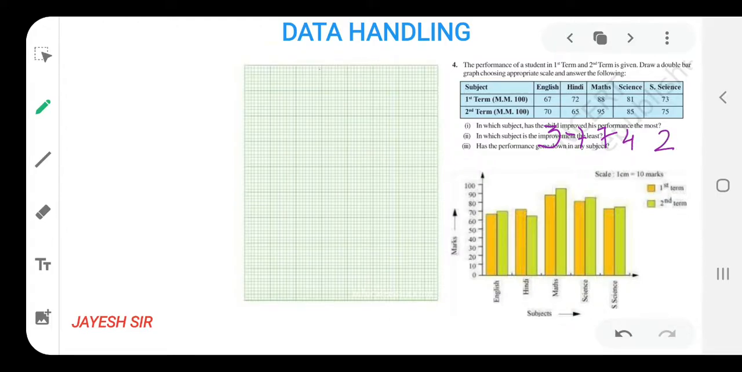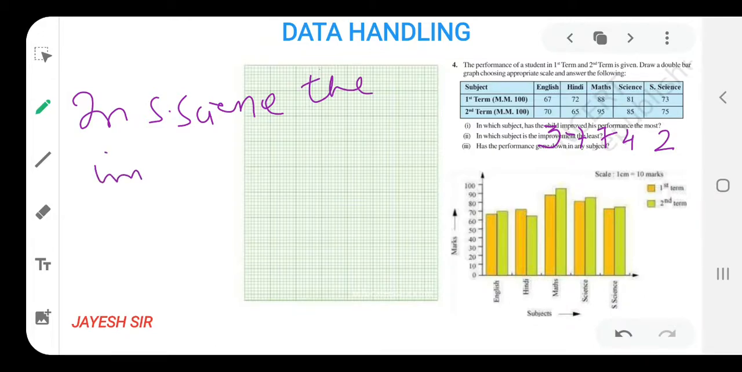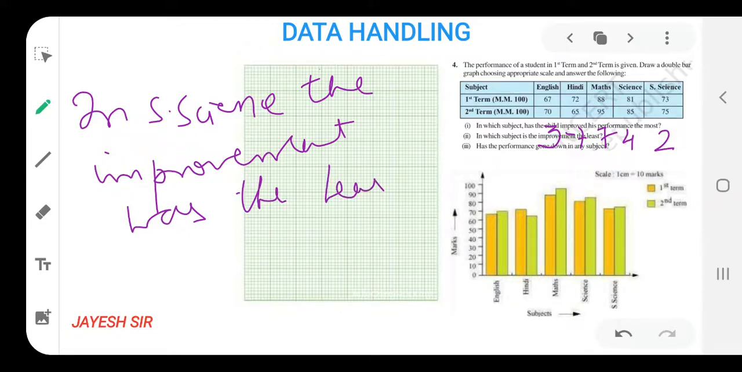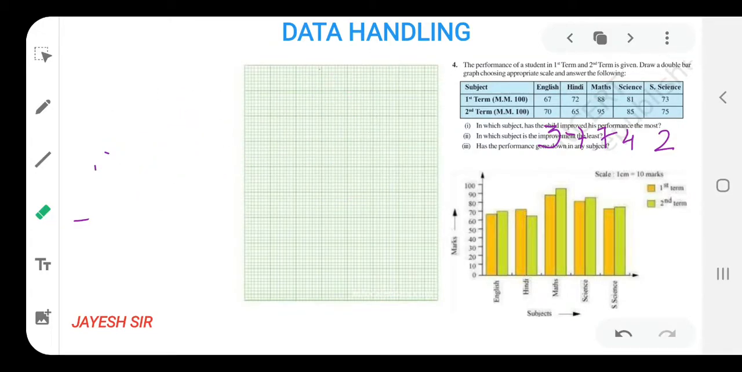So in social science the improvement was the least. I hope you all might be getting it. So let us begin with the next sum, the third sum for the day, or the last sum based on the bar graph.